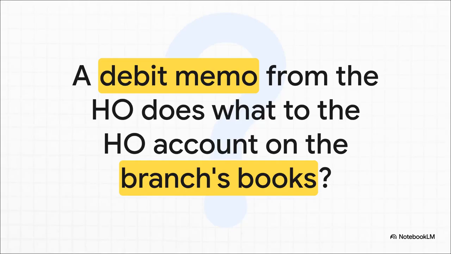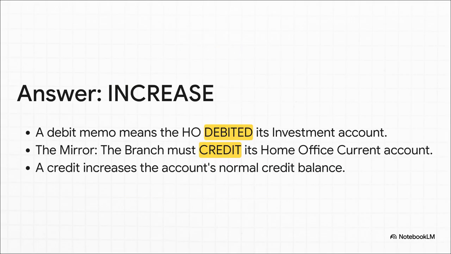Okay, first question. Your branch gets a debit memo from the home office. What does that do to your home office current account? Think about the mirror rule for a second before you answer. The answer is it will increase the balance.